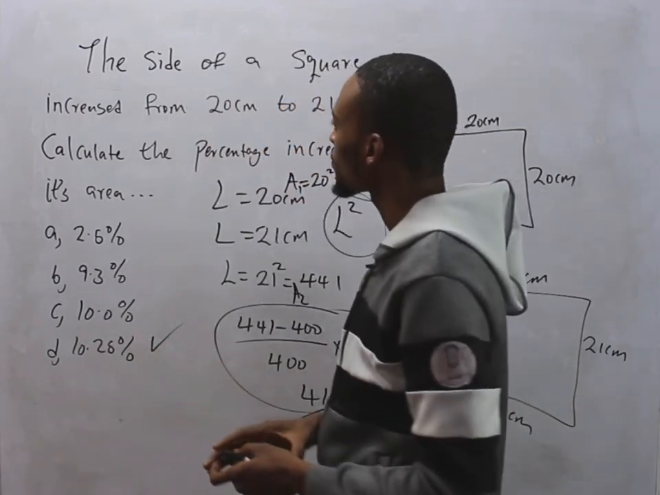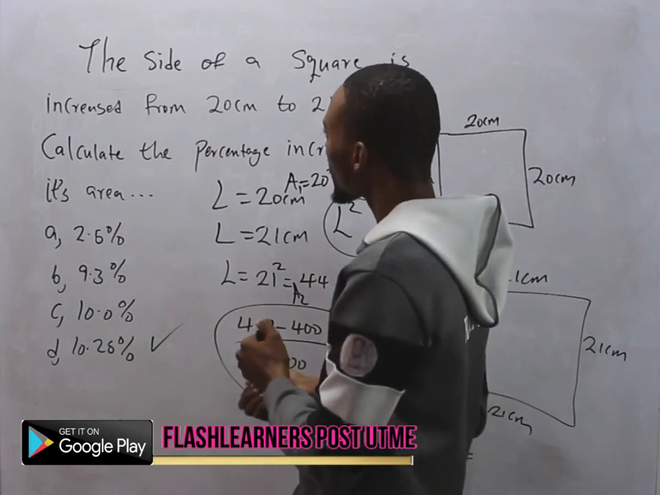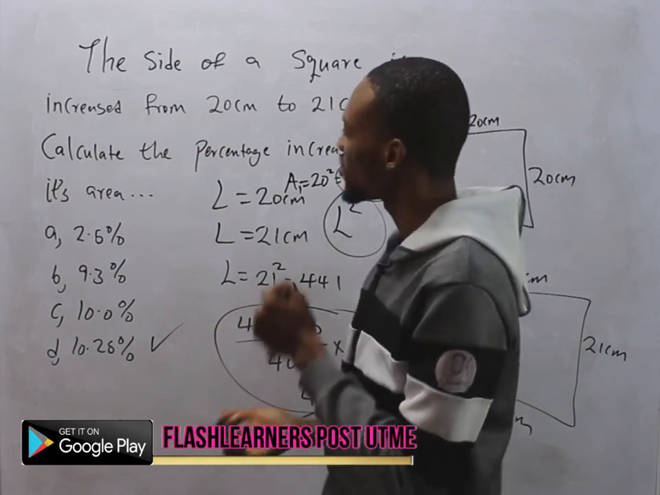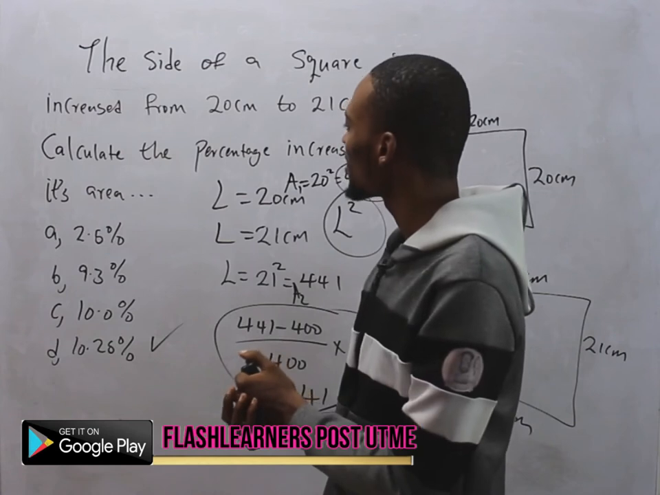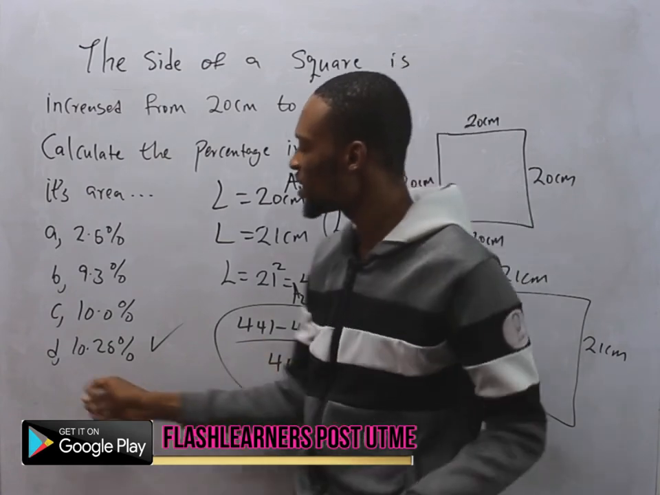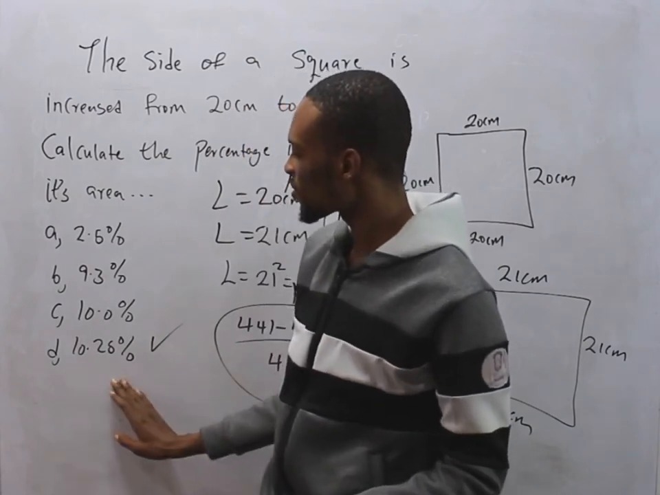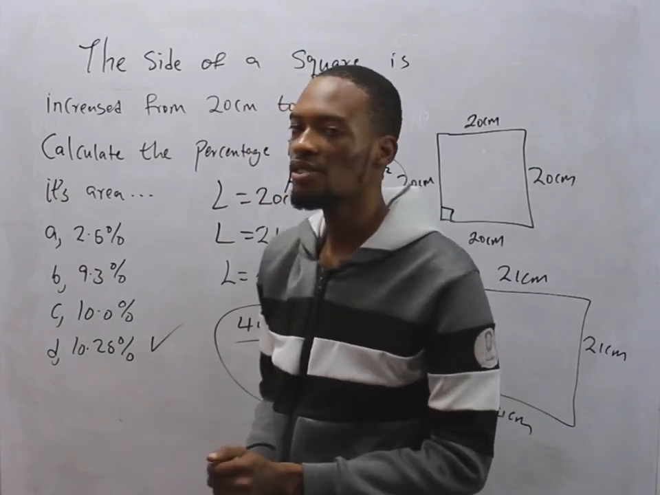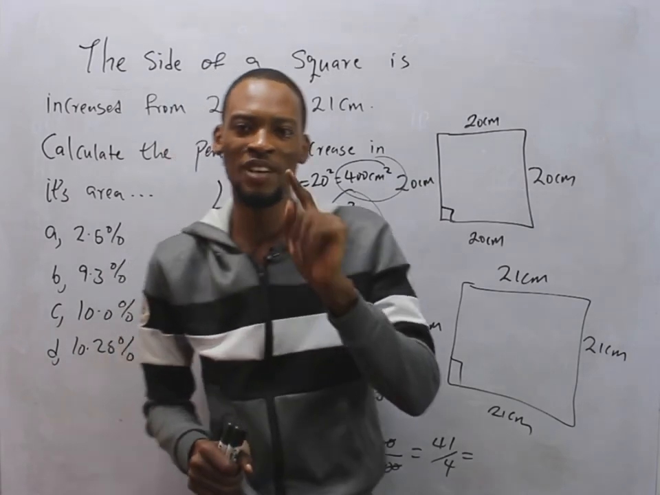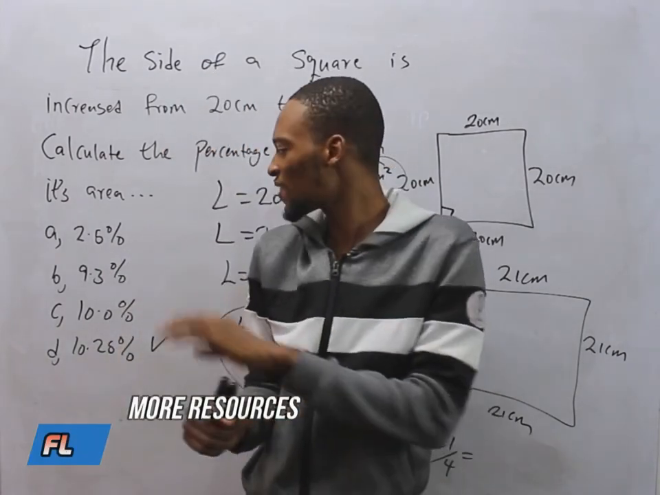Option D is correct. So if the side of your square is increased from 20 cm to 21 cm, the increase in area is simply 10.25%. Remember, percentage means over 100. This is how you solve this type of question.